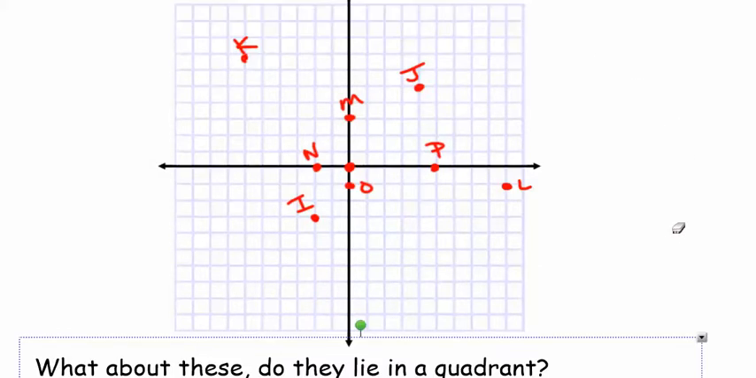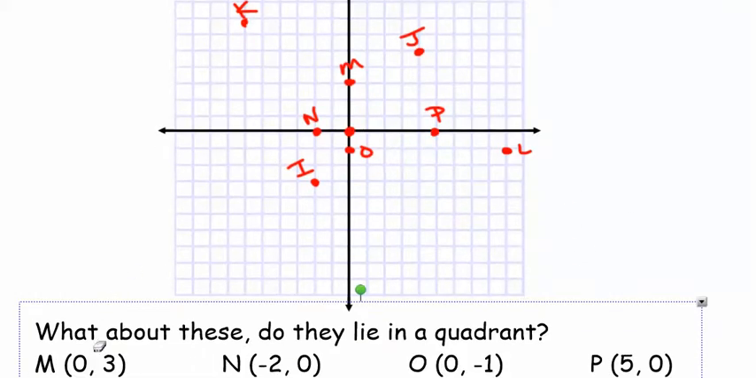All right, check your answers. See how they look. Did you notice that these down here, because they had a 0 in either the X or Y spot, that meant that they were on the axis? So if you look at M, because the X value is 0, that means it is on the Y axis, okay? Because here the Y was the 0, that means it lies on the X axis, okay?